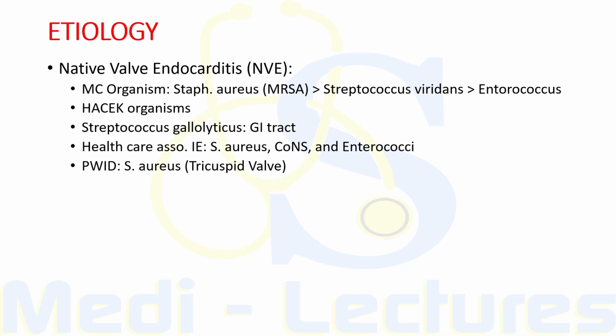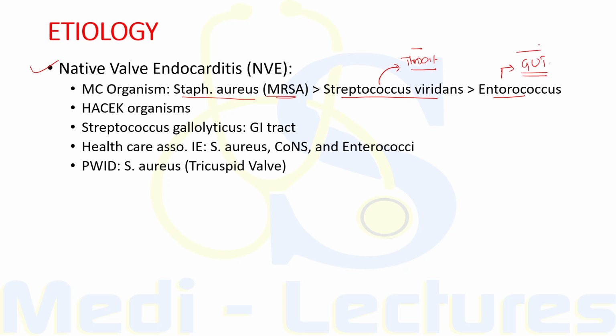When we consider the etiology, several bacterial species are implicated in majority of infective endocarditis cases. For native valve endocarditis, most common organism is Staph aureus, which is typically methicillin resistant. This is followed by Streptococcus viridans, which originates from the throat of the patient, followed by Enterococcus, which arises from genitourinary tract.